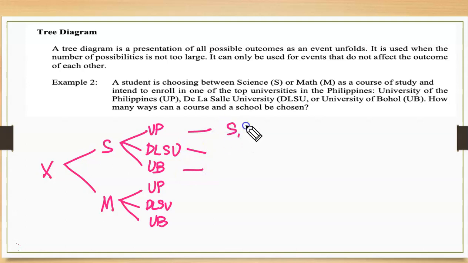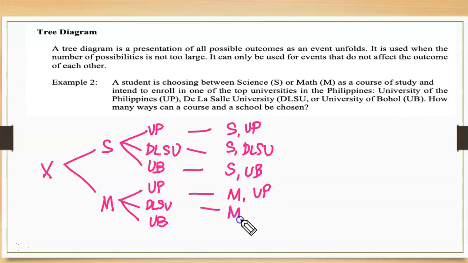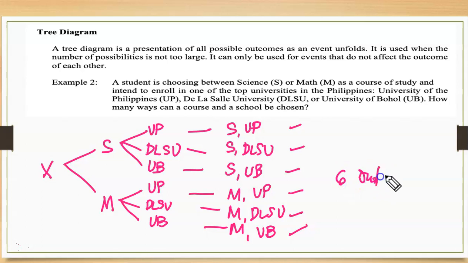So we have science, UP, science, De La Salle University, or science, UB. We have math, UP, math, De La Salle University, or math, University of Bohol. So counting the number of possible outcomes, we have 1, 2, 3, 4, 5, 6. So there are 6 possible outcomes or ways based on the given example. This is called a tree diagram because it looks like a tree with branches. So this is the second counting technique. Let's proceed to the third.